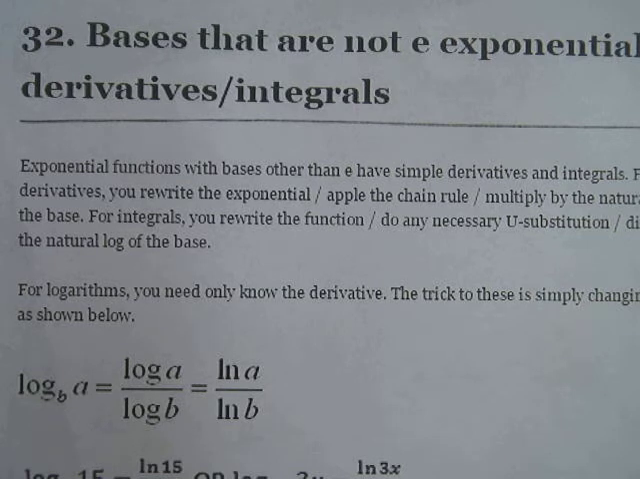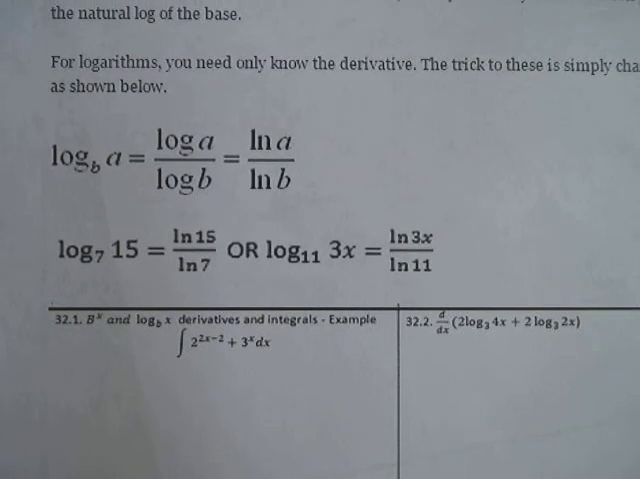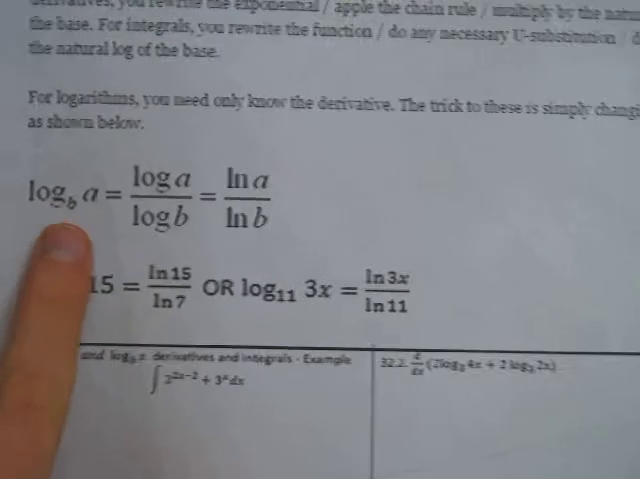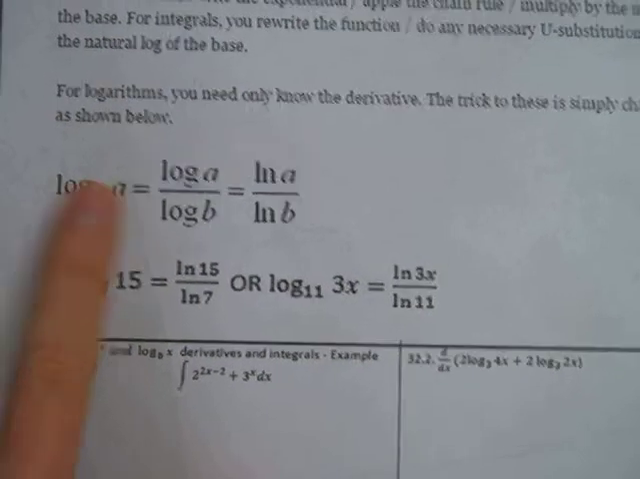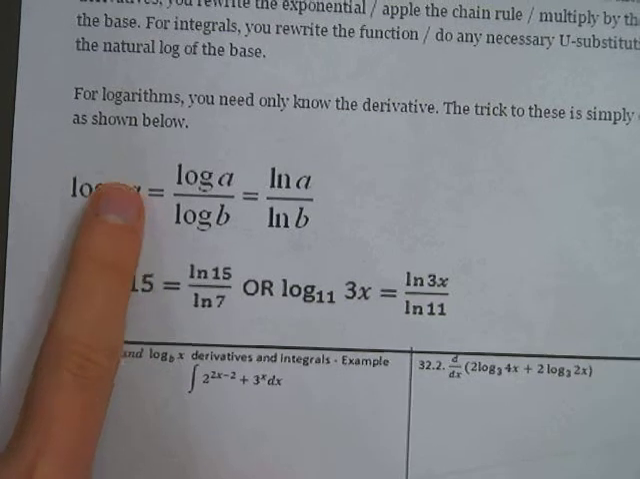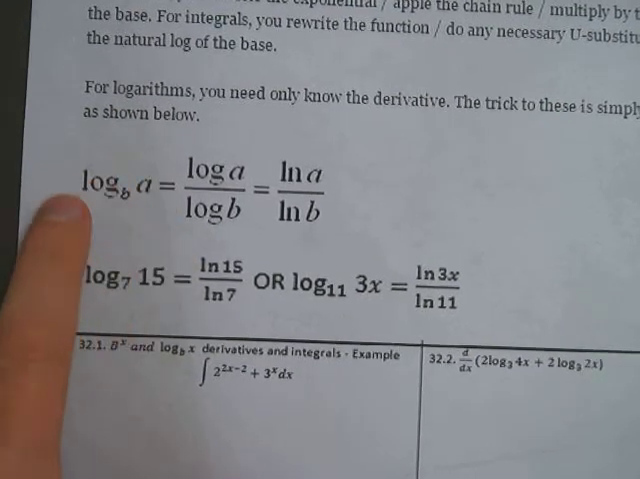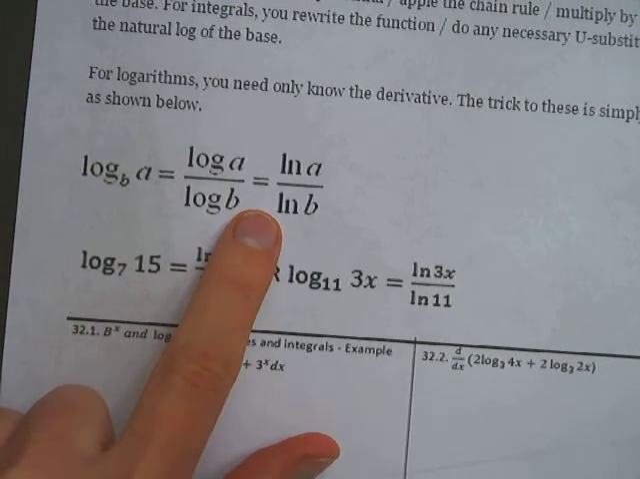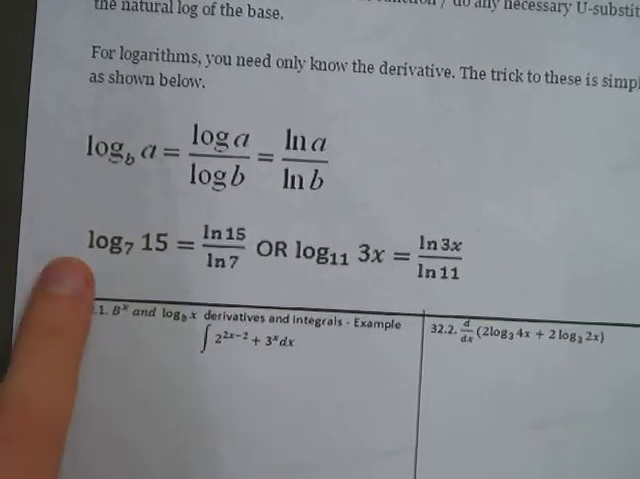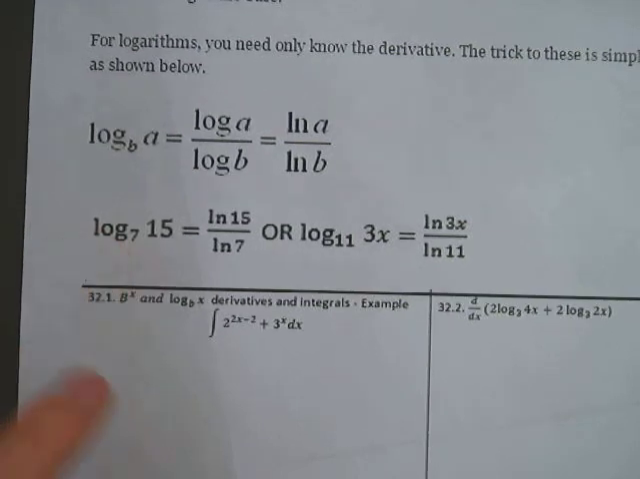So let's look at first how we rewrite them. I have the logarithm change of base formula written here. When you have log base anything of anything, you can rewrite this as natural log of the inside over natural log of the base. So like natural log of A over natural log of B here. In our examples here, natural log of 15 over natural log of 7. Now the derivative of this one would just be 0, because both of those are numbers.